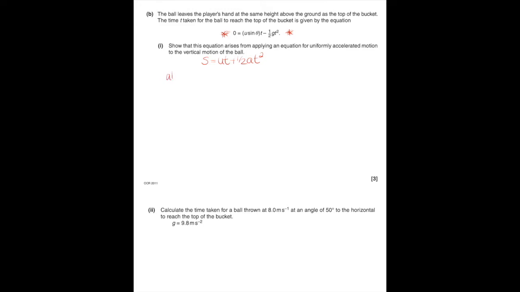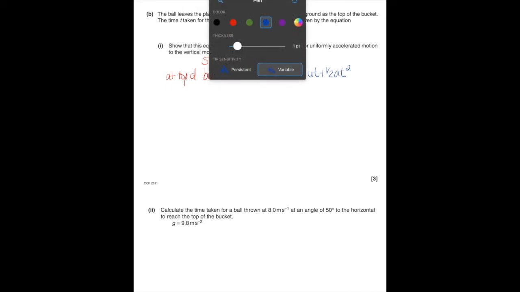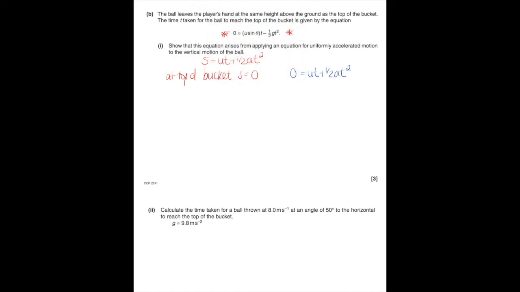So the first thing to identify is at the top of the bucket, S equals 0. Okay, so this is 3 marks. There's lots of things you have to justify. So that takes us, I'll annotate the equation as we go along. So that takes us to this stage here, half a t squared. Right, what else do we know?